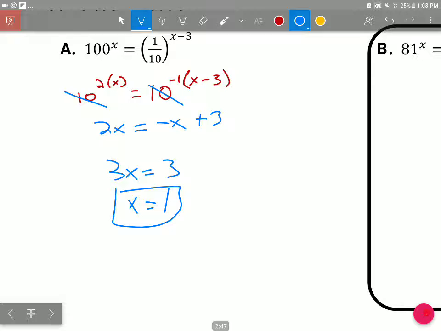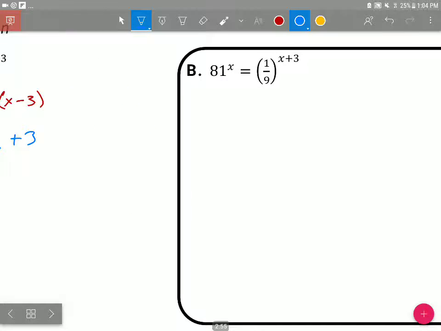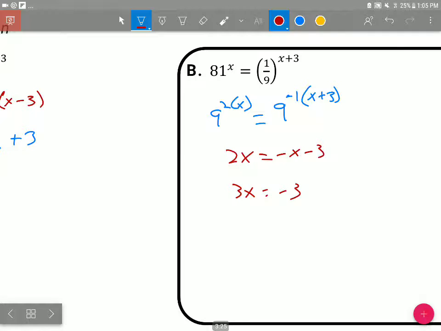Try letter B. Take a second. Try letter B. So that 81 can go down to a 9. 9 to the what power? 9 squared times x. And what did I do with the 1/9? To the negative 1. Good. X plus 3. Sweet. So your next line should read 2x equals negative x minus 3. Add the x, that's 3x equals negative 3. X equals negative 1.